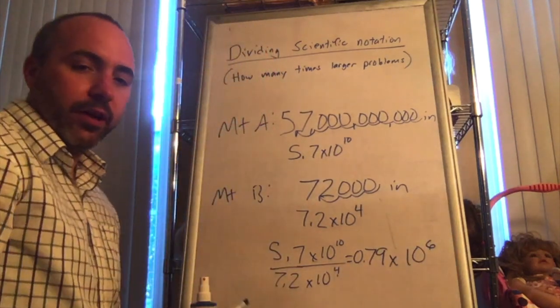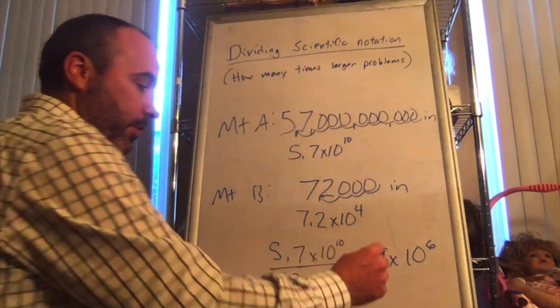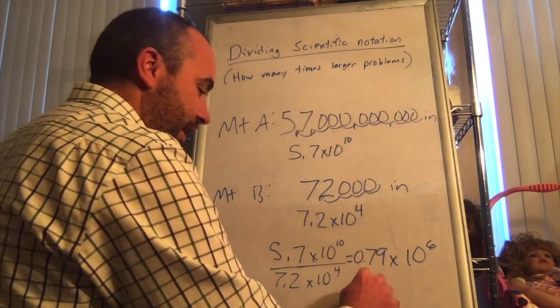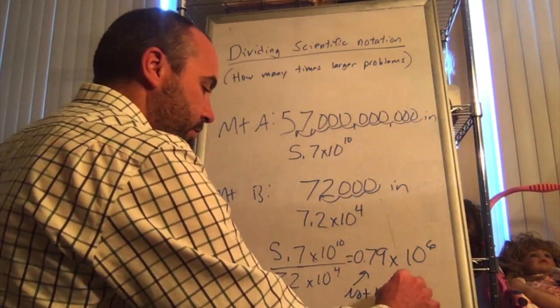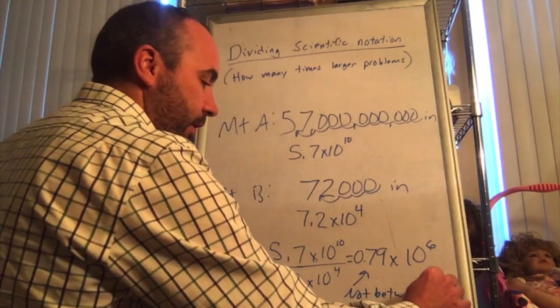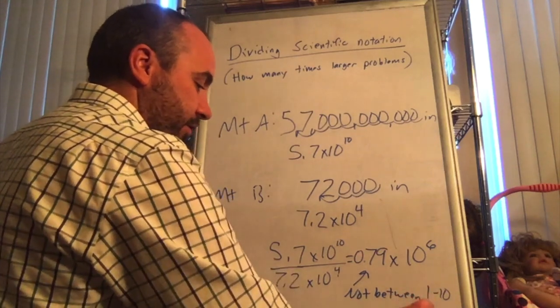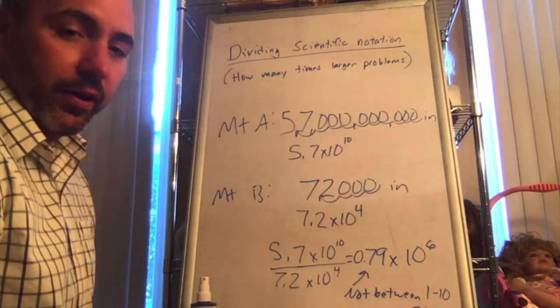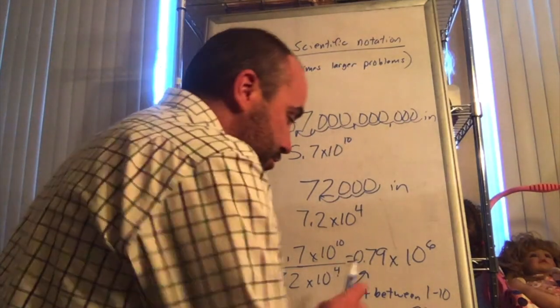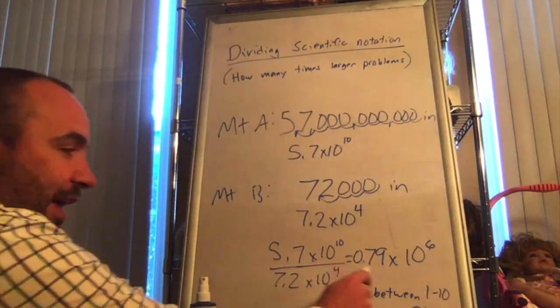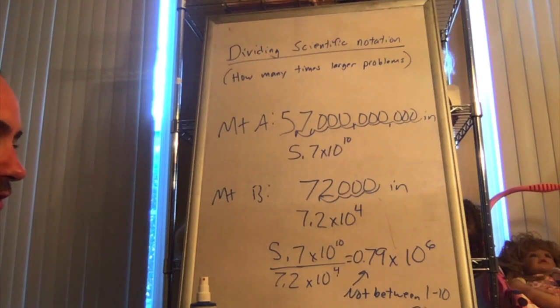Now, hopefully you're looking at this and say, we've got a problem. All right? This is not between 1 and 10. That gives a little frowny face. That's not a good thing. That's not scientific notation. So we got to figure out how to change that into scientific notation.